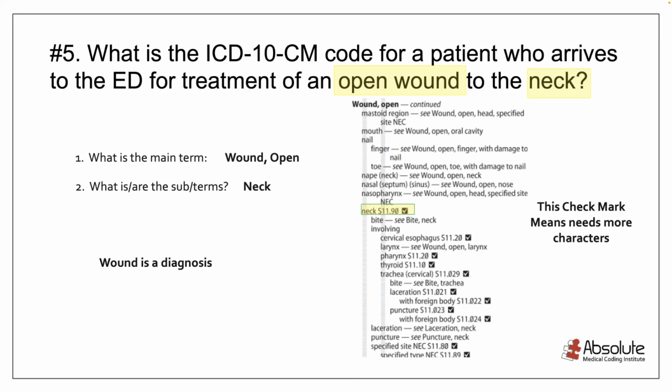S11.90. And then there's a box with a check mark in it. And anytime you see that box with a check mark, that means that this code needs more characters. All right. So just know that the code is not finished. So the way we're going to get that information is going to the tabular list.